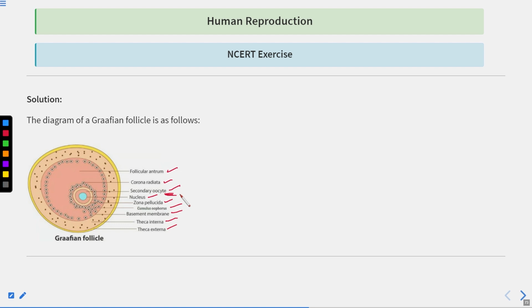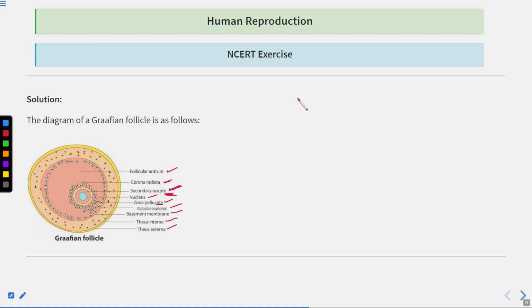So I've already told you, when the tertiary follicle is formed, within the tertiary follicle the primary oocyte is present. Now when the tertiary follicle is formed, the primary oocyte completes its first meiotic division and forms the secondary oocyte. So the secondary oocyte is present within the Graafian follicle. Clear? So the Graafian follicle will rupture and release the ovum. You can see this zona pellucida and corona radiata. These are the layers of the ovum.